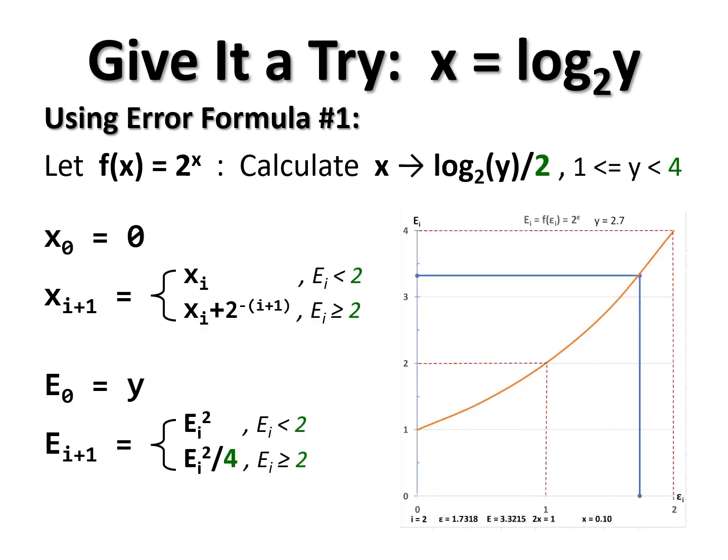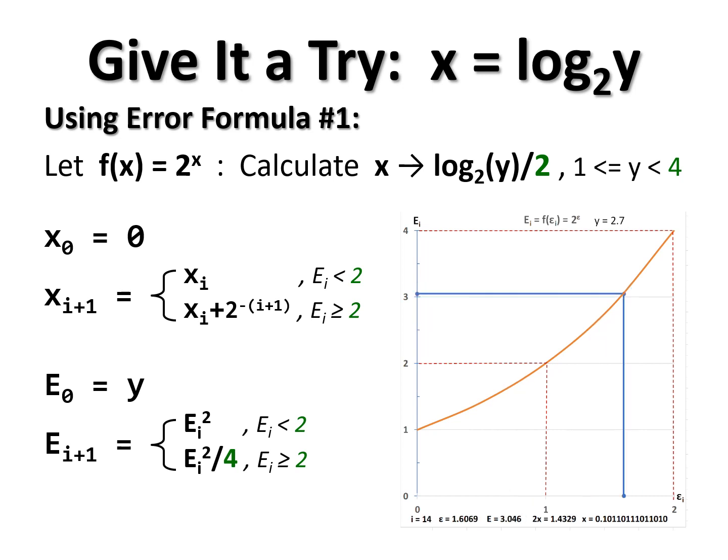And that is our algorithm for the logarithm. We start with the error value e equals the input value y, and x equals 0. At each iteration, we magnify e by squaring it. When e on the vertical axis goes above the inflection point 2, we add a 1 bit to the output x.